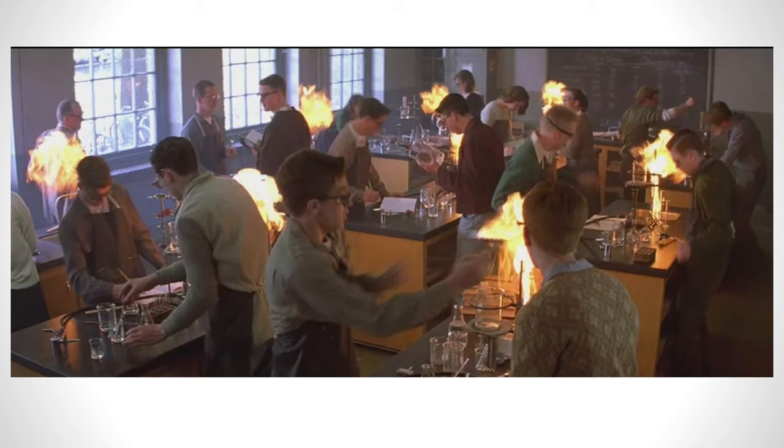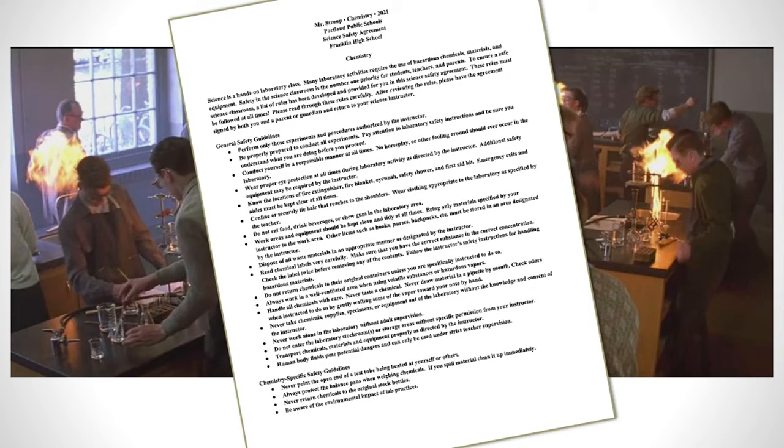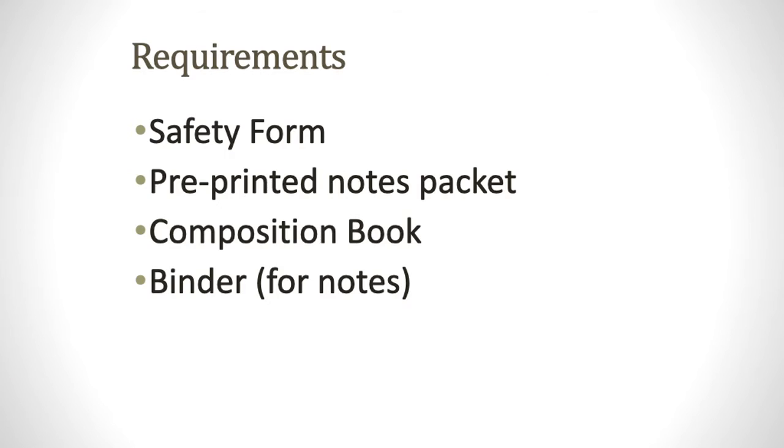This is going to be a lab class, so there has to be an emphasis on safety. One of the most important things you can do early on is to make sure that your student has completed and that both you and they have signed the safety contract, which is a school district-wide requirement for lab classes. So basic requirements for this class is that safety form. A pre-printed notes packet. They should have picked that up already. If not, they can see me.